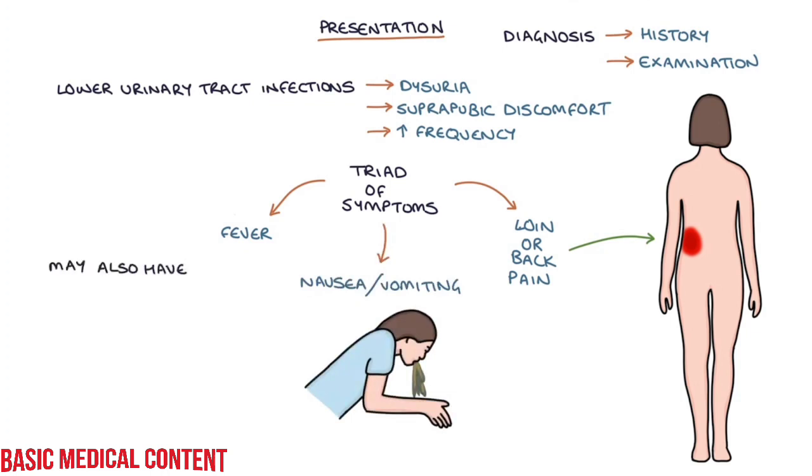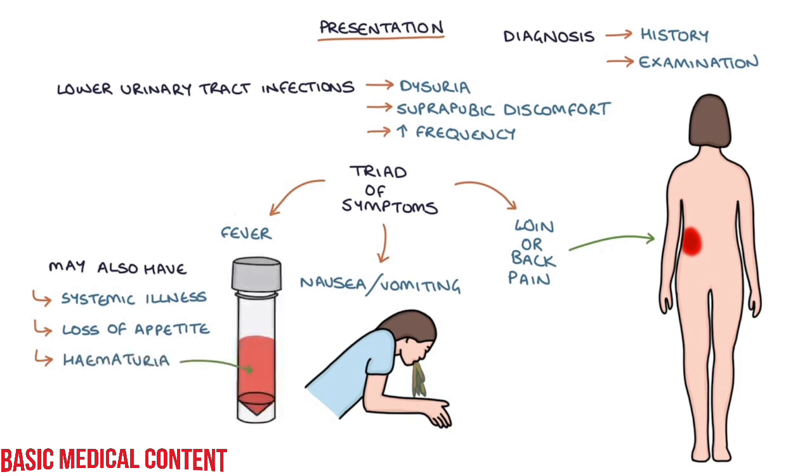Patients may also have systemic illness, for example, they can become systemically unwell or septic, loss of appetite, hematuria with blood in the urine, and renal angle tenderness on examination.